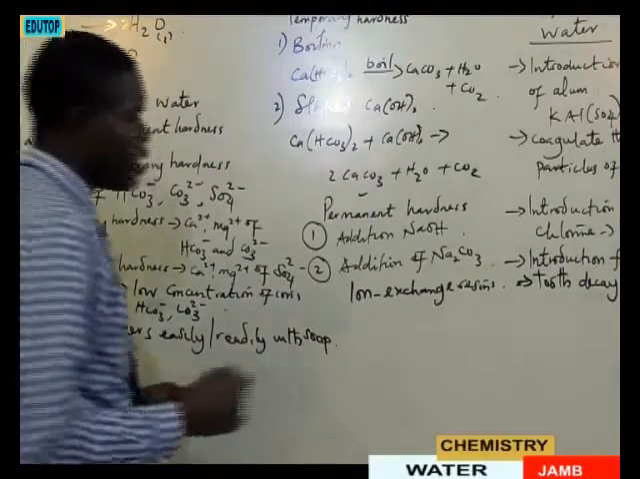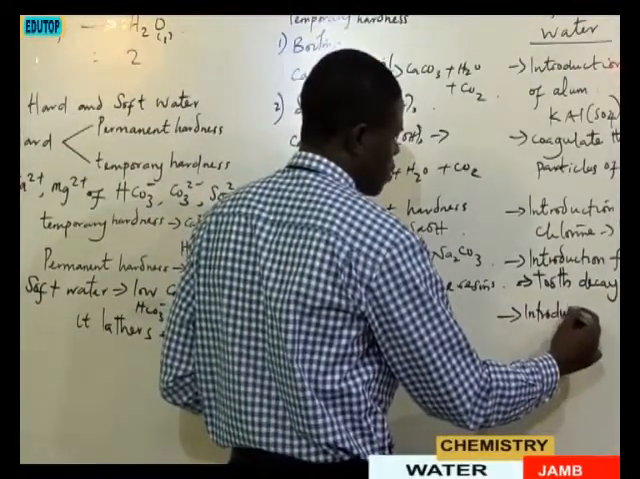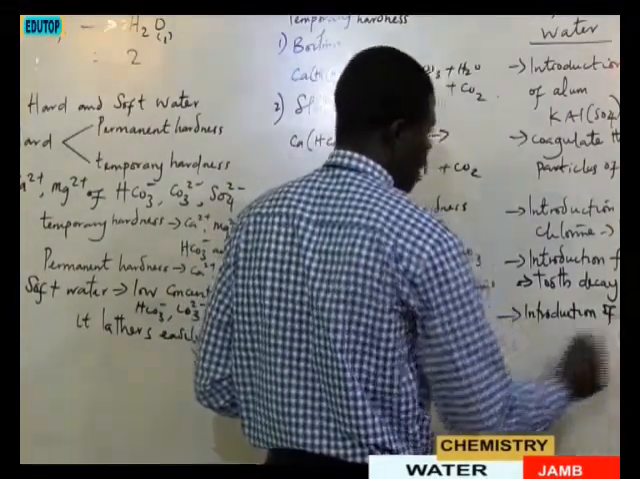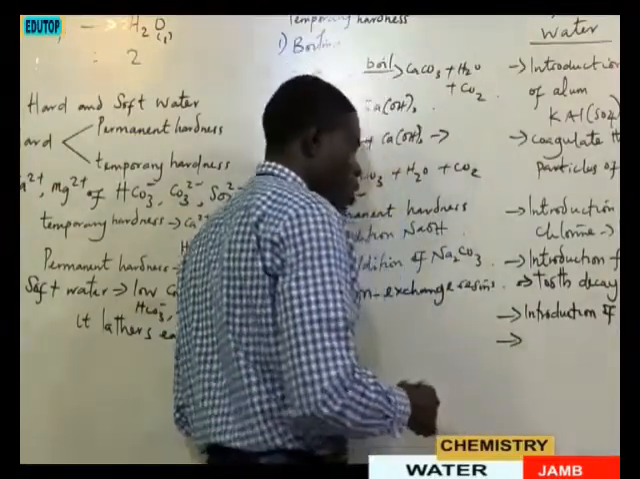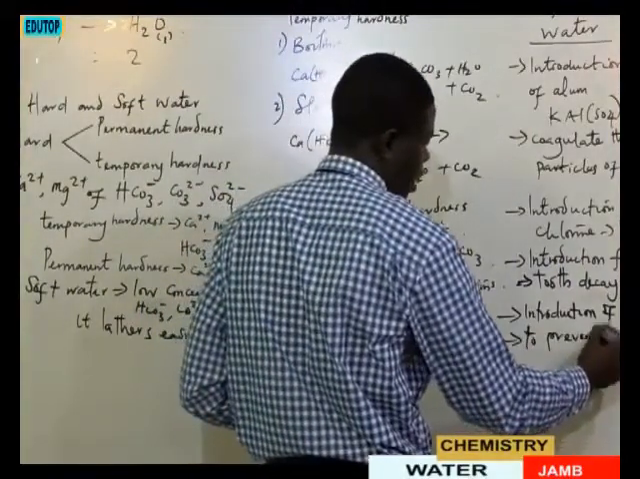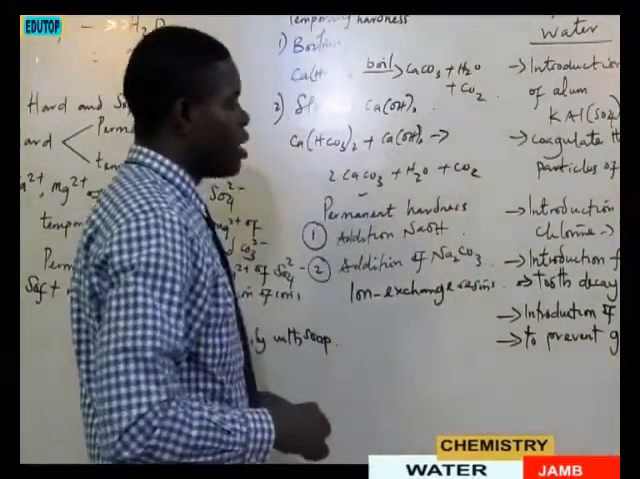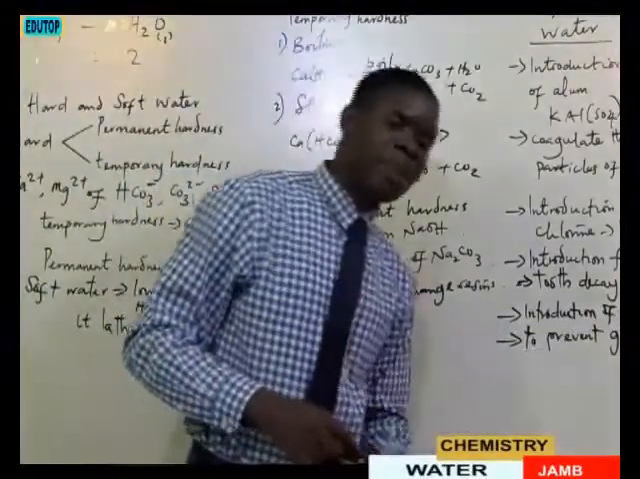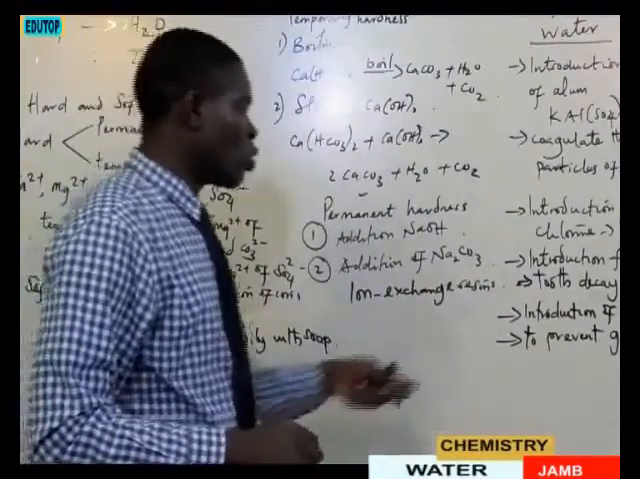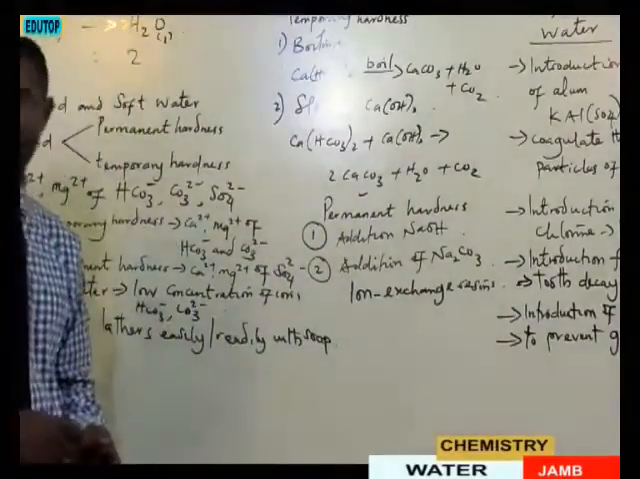Then the next thing is to introduce iodine. So what's the significance of iodine? It is to prevent goiter. What is goiter? Goiter is the abnormal enlargement of the thyroid gland. So we introduce iodine to prevent goiter.